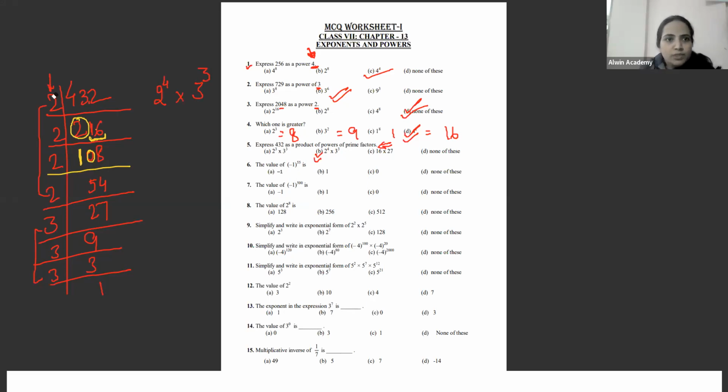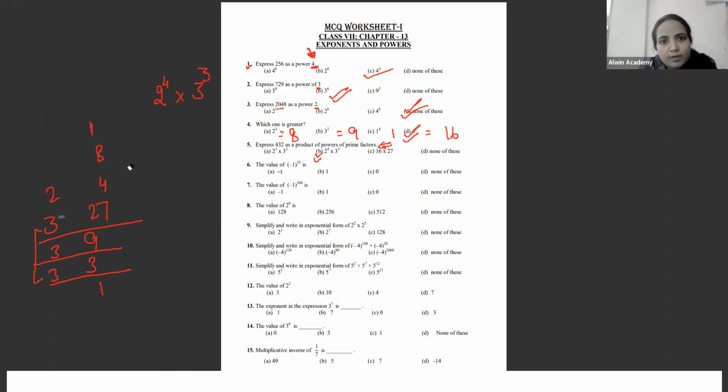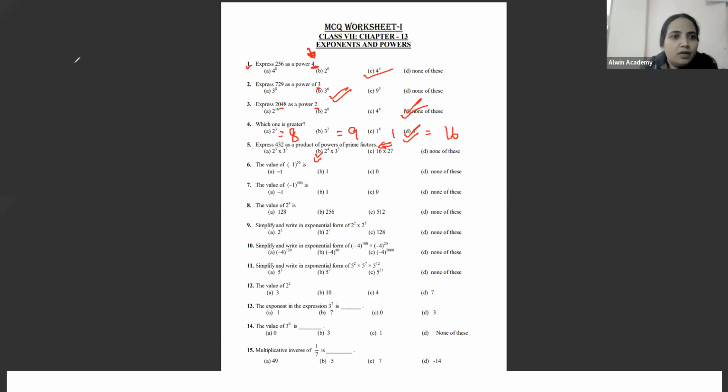Let's move to question number 6 now. They have asked us the value of minus 1 to the power 55 here. Whenever you have a negative base and there is an odd power to it, the answer is always negative. Whenever there is a negative base and the power is even, you always get the final answer as positive. Now here, this is minus 1 to the power 55 given in the question.